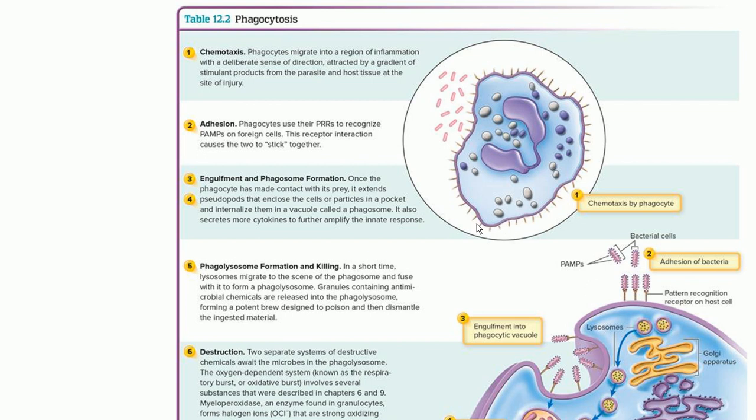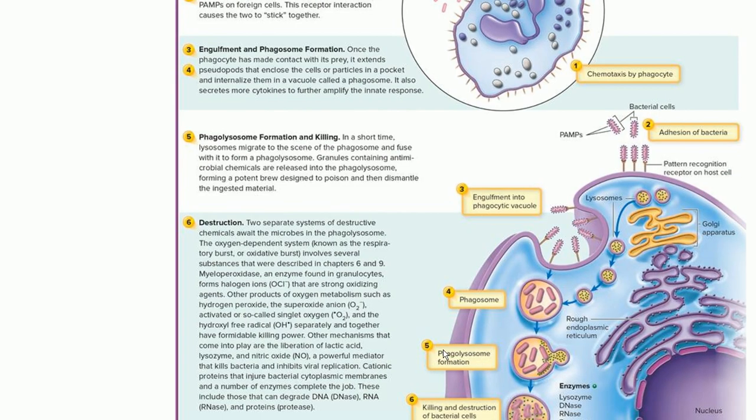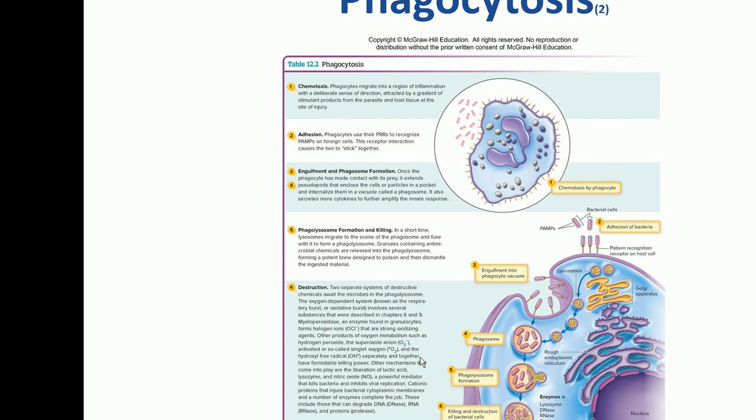Once this binding takes place, the bacteria are engulfed into these cells, and there is a formation of a vacuole, which we can also call a phagosome. And then this phagosome fuses with the lysosome and forms a phagolysosome. These lysosomes have digestive enzymes in them, and that helps in the digestion of the bacteria. So these are some of the steps of phagocytosis.